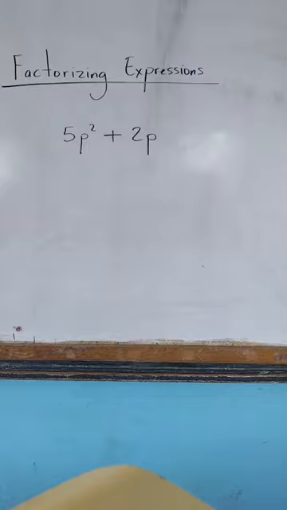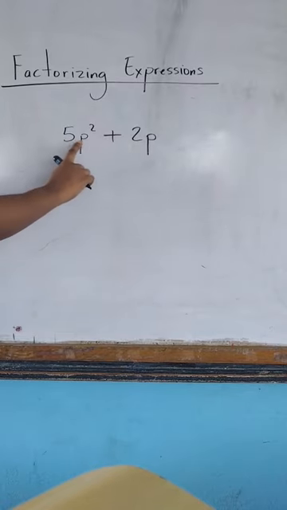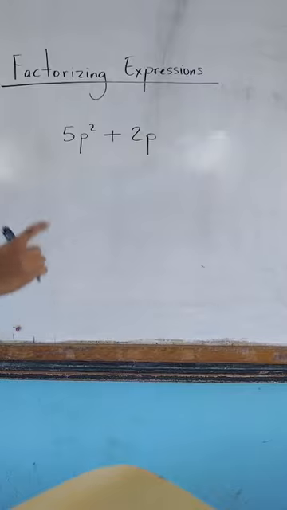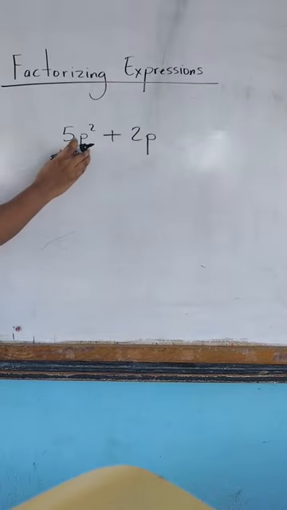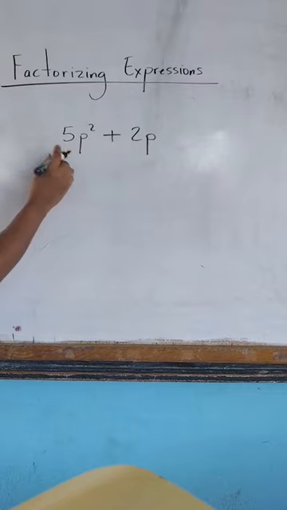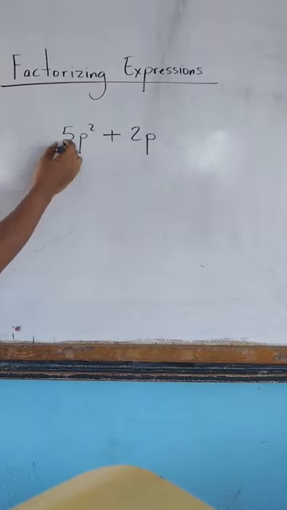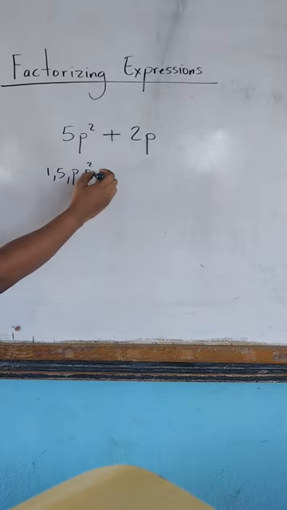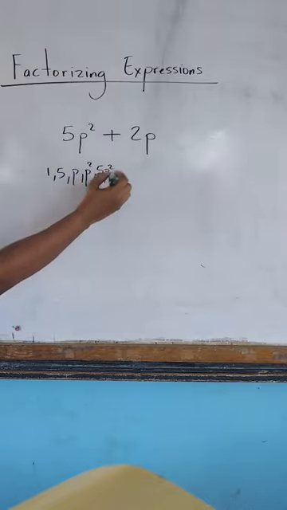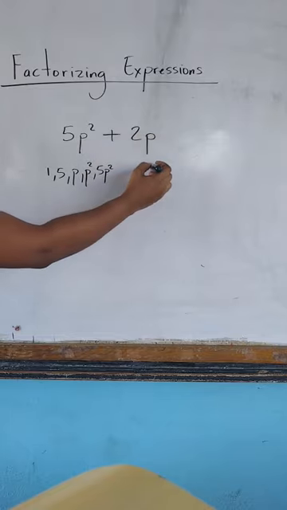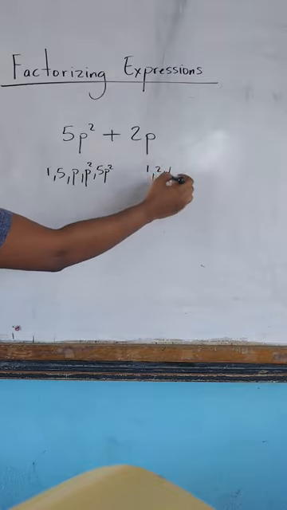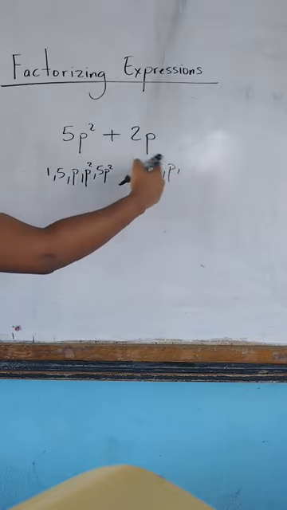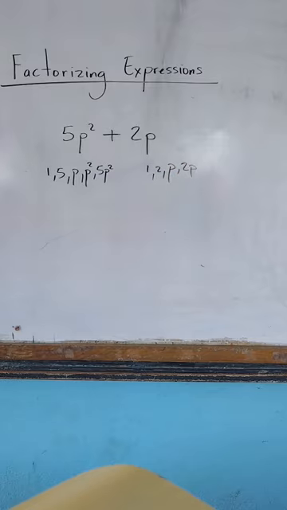Continue with me. We have the expression 5p squared plus 2p. I'm going to write the factors of 5p squared first. Factors of 5 are 1 and 5. Factors of p squared would have been p and p squared, and altogether the next factor would have been 5p squared. Factors of 2p: 1, 2 and p. Don't leave out 2p.